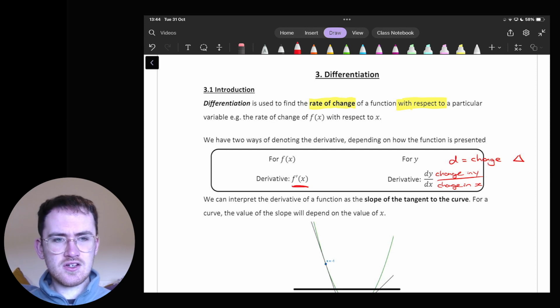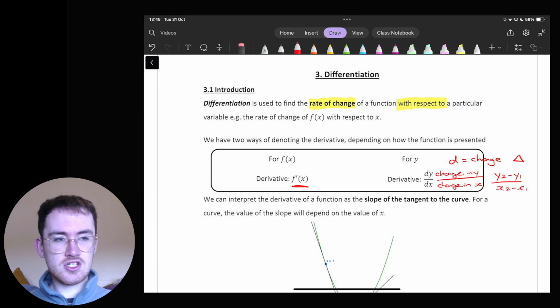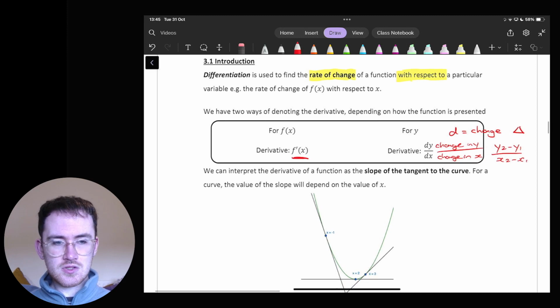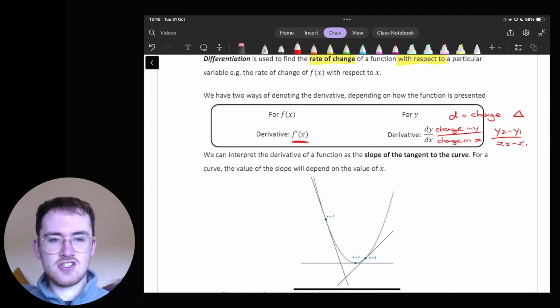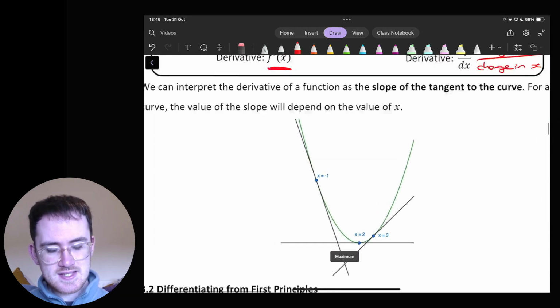We should get this idea that the derivative is related to the slope. The slope of a function, if you think back to your coordinate geometry, was y2 minus y1 over x2 minus x1, so change in y over change in x. And the derivative of a function, we say, is the slope of the tangent to the curve. If I drew in a tangent to the curve at a particular point, I could use the derivative to find the slope of that tangent. And for a curve, the value of the slope depends on the value of x. We can see that a little bit here.